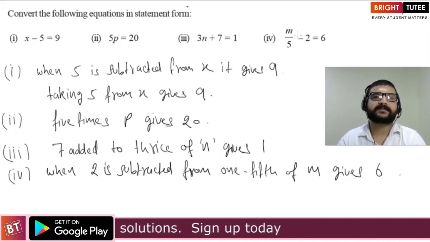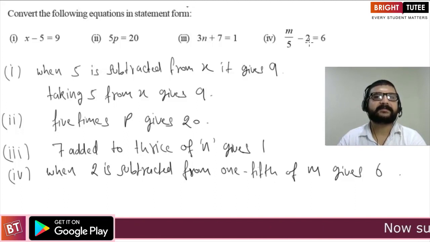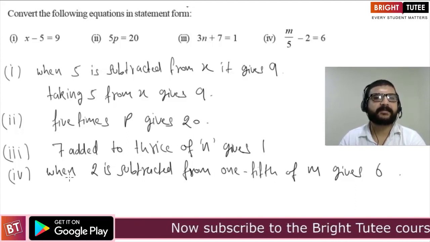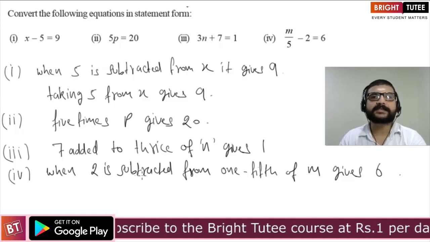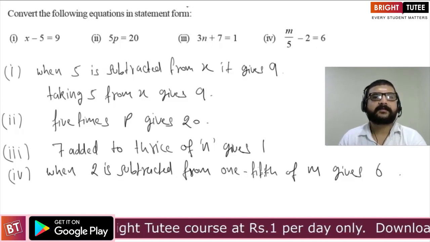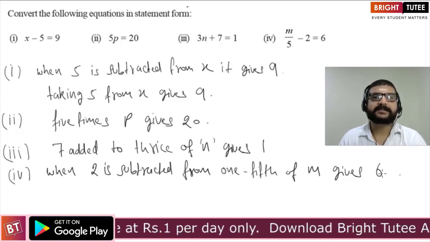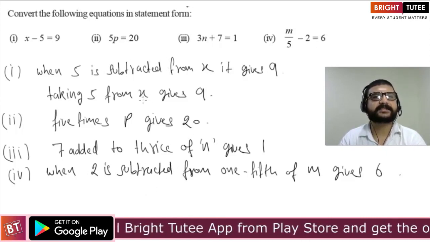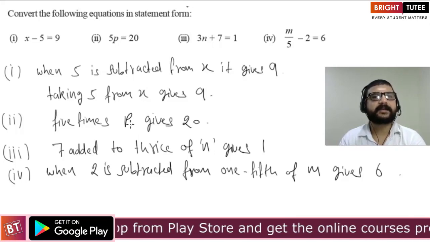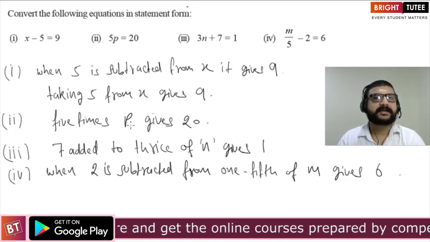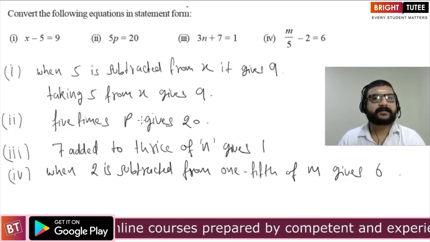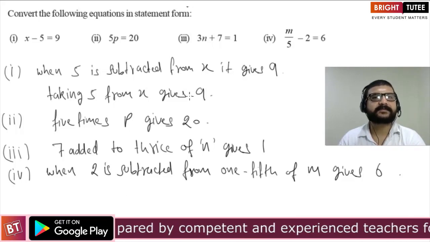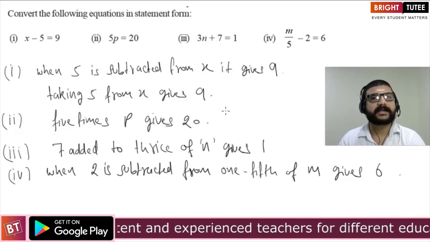The equation was m upon 5, which is 1/5 of m, and then we subtracted 2 from it, and this is giving us 6. So the statement we made is when 2 is subtracted from 1/5 of m gives 6. So this is how we can convert equations to statements. Now we have seen both the ways. First we have seen statements to equations, and then we have seen equations to statements.